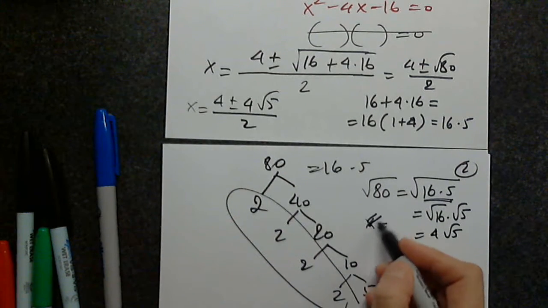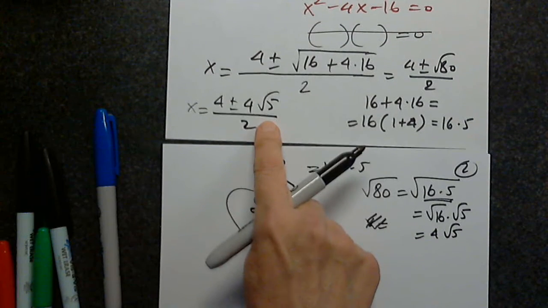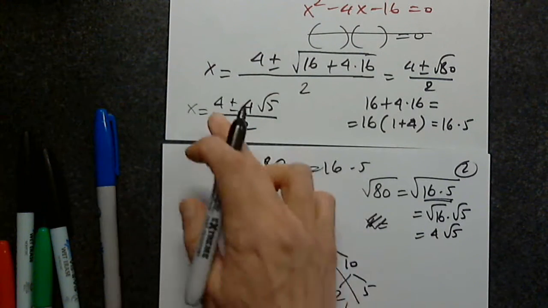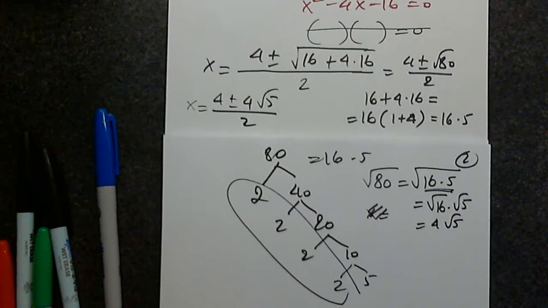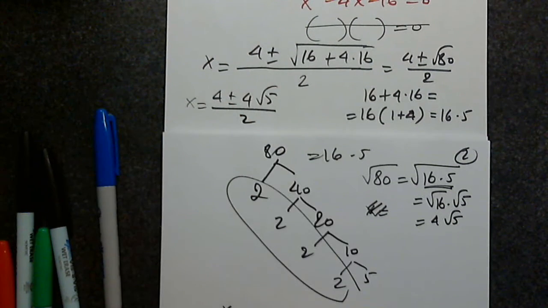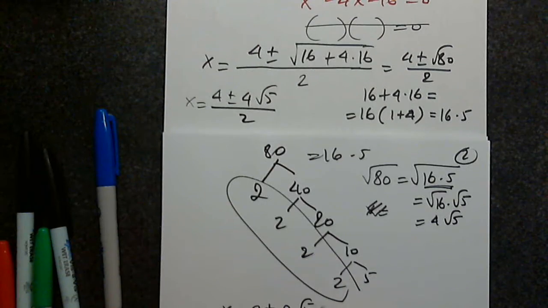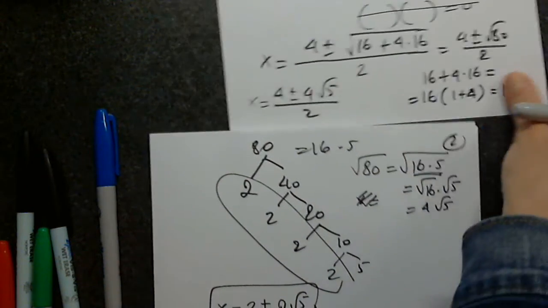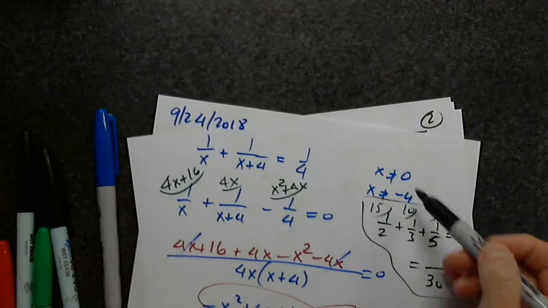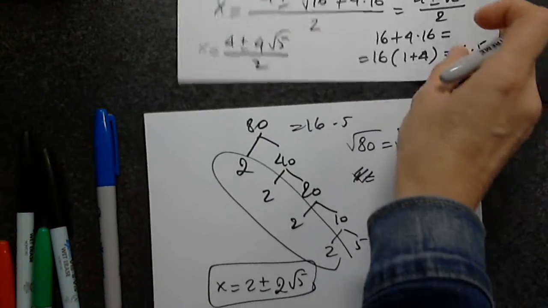We haven't finished it, just 1 second, so let me finish this one. So then we split it in two fractions. You cannot simplify, remember. 4 over 2 is 2, plus or minus 4 over 2 will be 2 the square root of 5. And here are the solutions. They are not 0 or negative 4, and they should work.